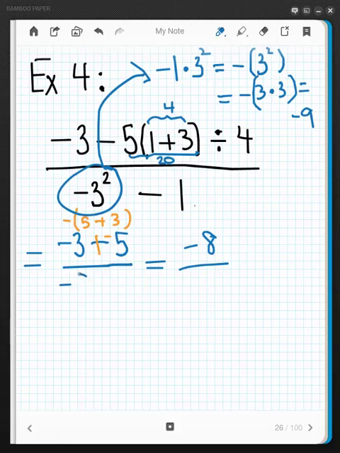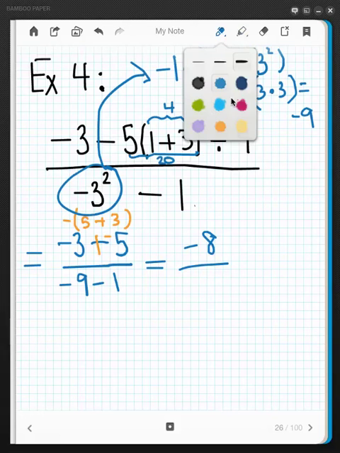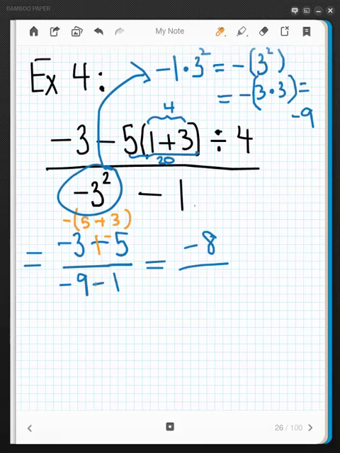So now I have a negative 9 minus a 1. And then I'm going to change that to addition, so plus a negative 1. And so now I have two negatives again, so 9 plus 1, which gives me 10. And then I have a negative there. And so this is going to give me a negative 10.